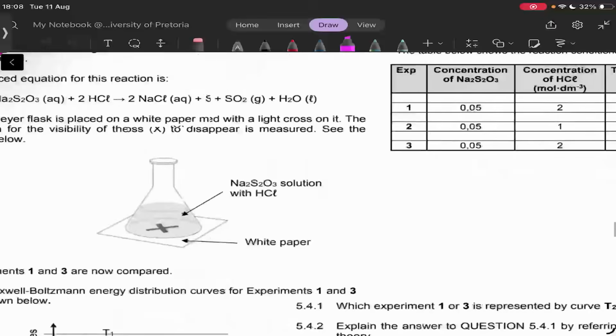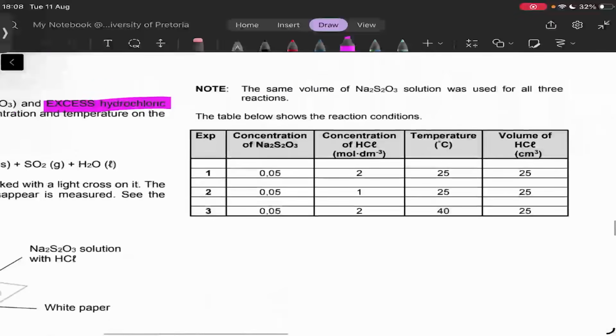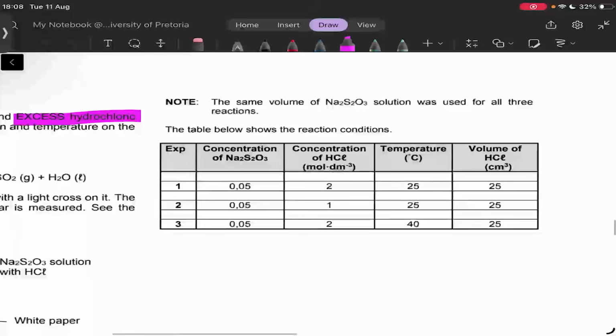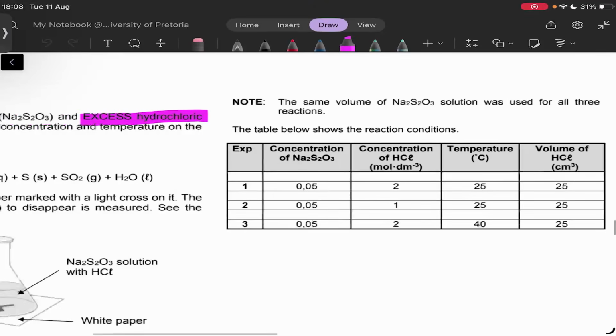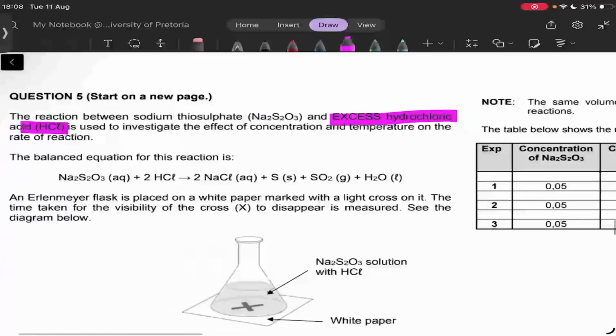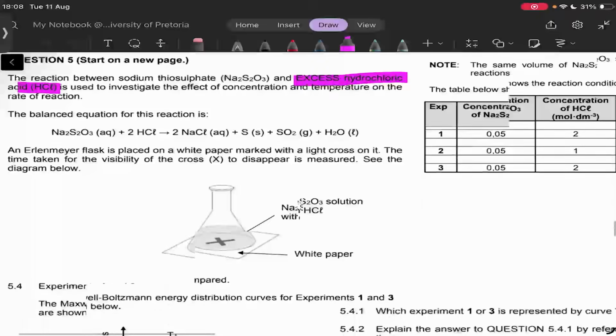Before we get to 5.4, we're told here that the same volume of sodium thiosulfate was used for all 3 reactions, and then they give us the table showing the reaction conditions. I can see that there's a difference in concentration between 1 and 2, and 2 and 3. There's also a change in temperature that happens solely for reaction 3. So we have to keep all of this in mind when answering the follow-up questions.